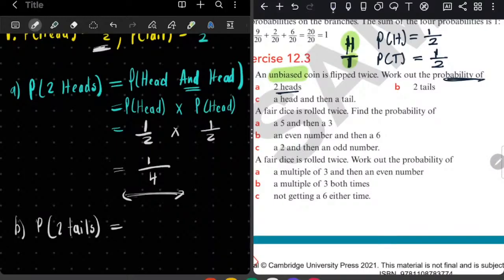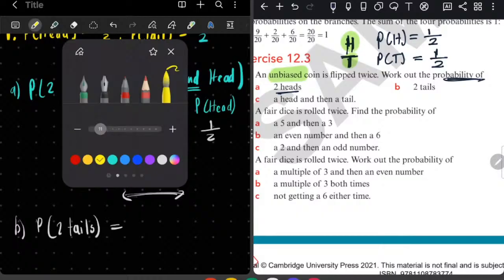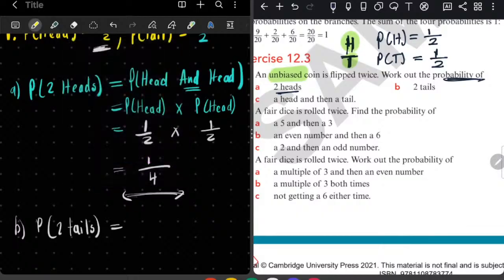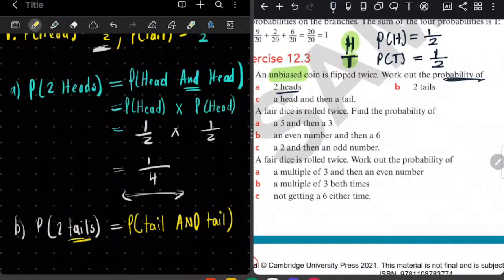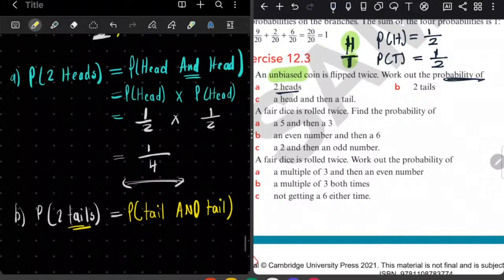What does this mean, Vic, to say 2 tails? It means what? If they say probability of 2 tails, or if they say both tails. What does it mean, Vic? It means tail and tail. 2 tails means tail and tail. Yes. Right?